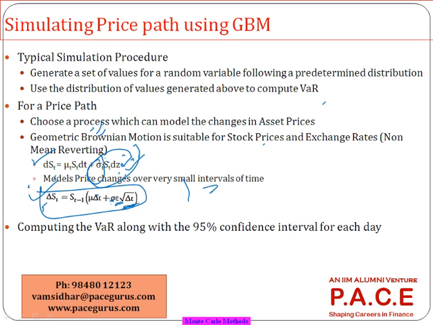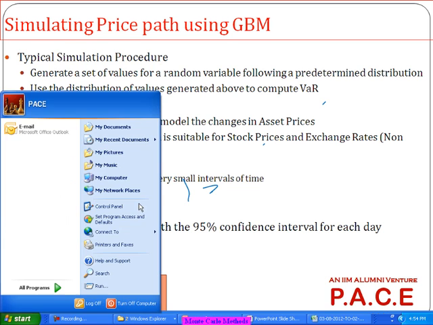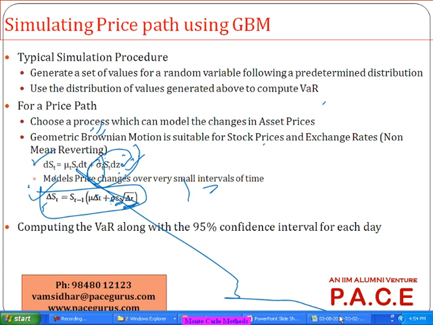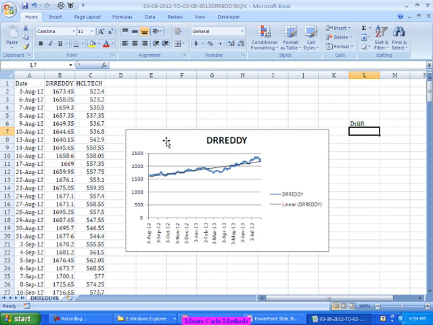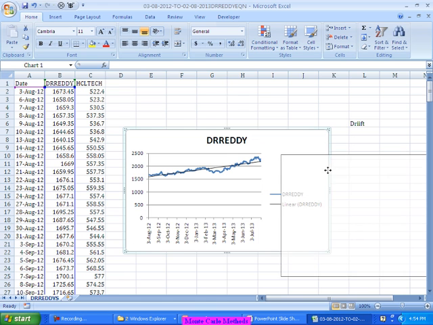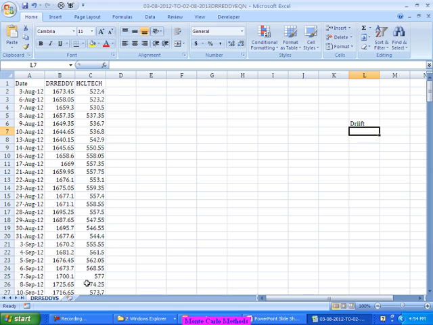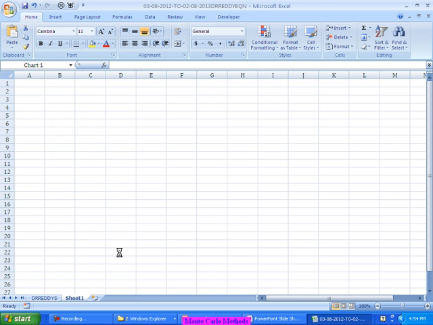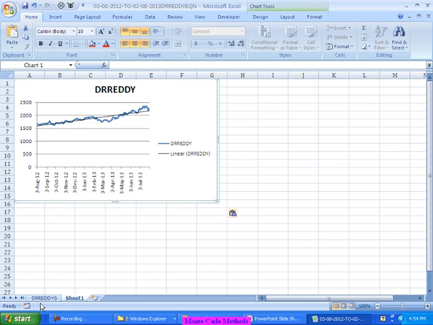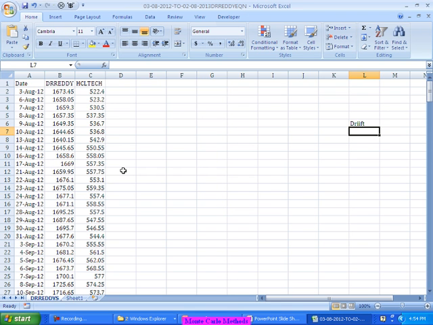Now I'll showcase this in an Excel example. In this spreadsheet, let's say I want to generate the price for Dr. Reddy's for the next 10 days. What I can simply do, first, I will find out a few parameters.